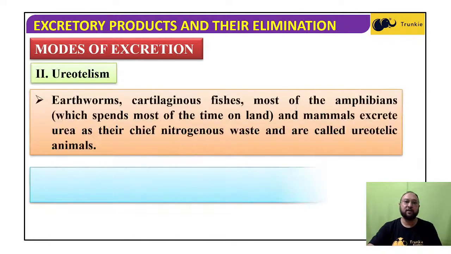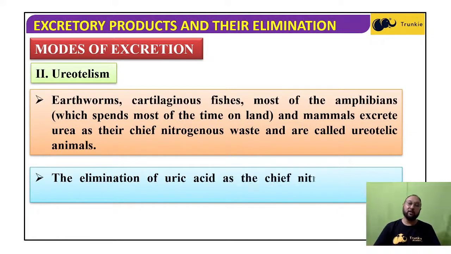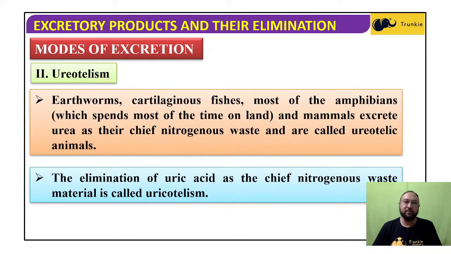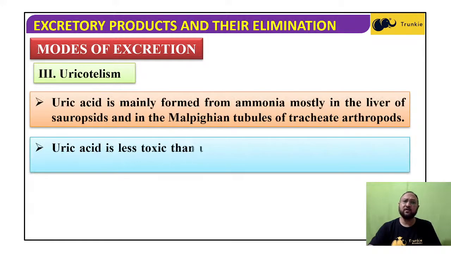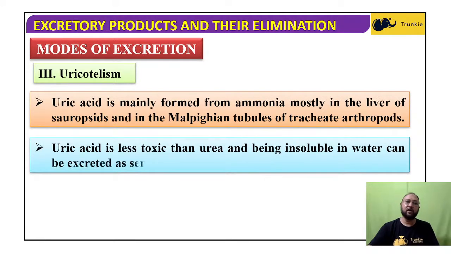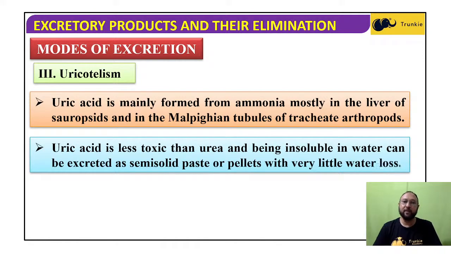Modes of excretion: ureotelism. Earthworms, cartilaginous fishes, most of the amphibians which spend most of their time on land, and mammals excrete urea as the chief nitrogenous waste and are called ureotelic animals. Animals that excrete uric acid as the chief nitrogenous waste material are called uricotelic. Uric acid is mainly formed from ammonia, mostly in the liver of sauropsids and in Malpighian tubules of tracheate arthropods. So these are the organisms where we find uricotelism.